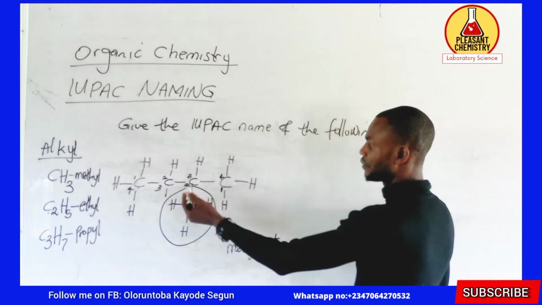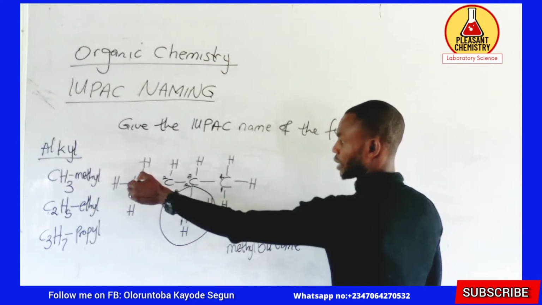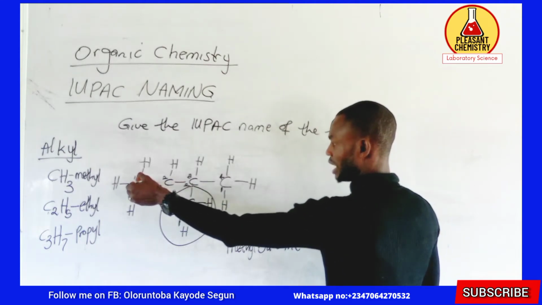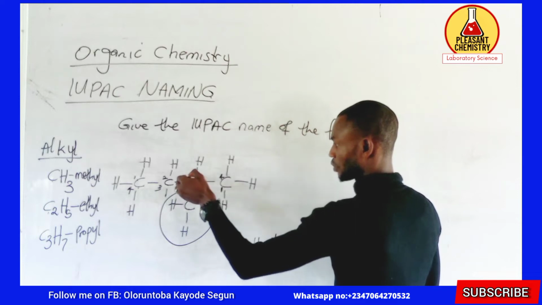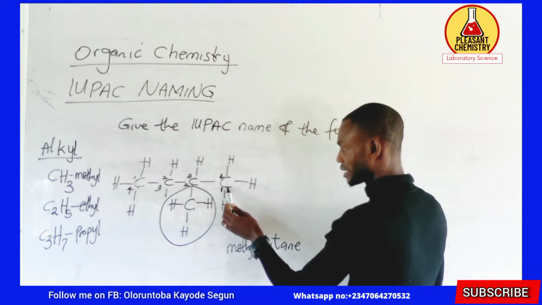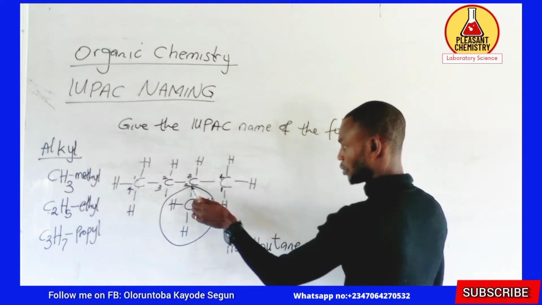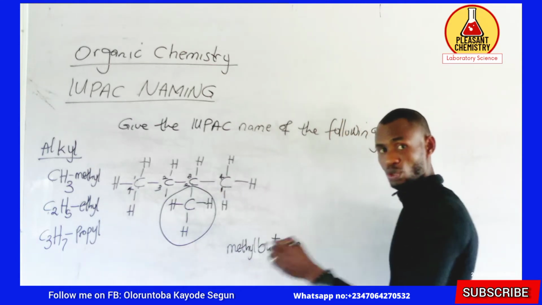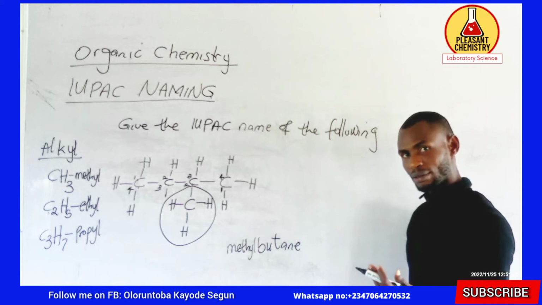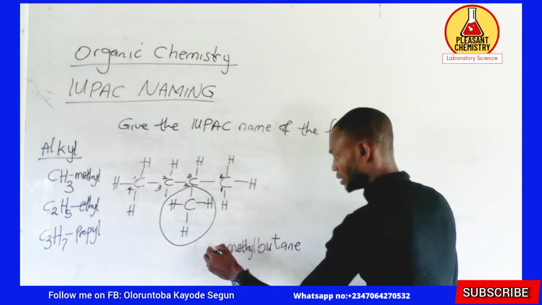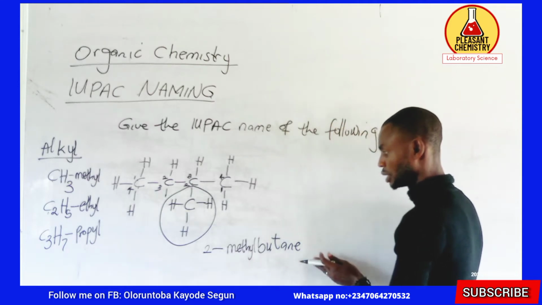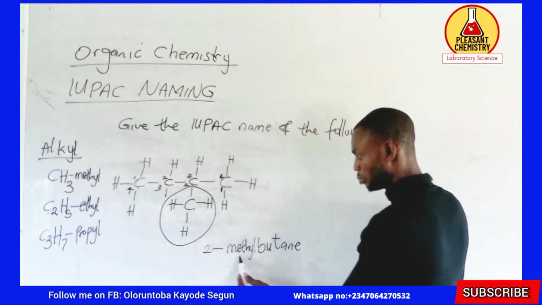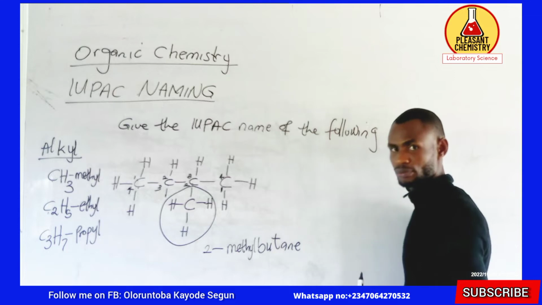Now, if you count from the left, this attachment falls on carbon number 3. If you start counting from the right, it falls on carbon number 2. According to the rule, we are going to pick 2, because 2 is lower than 3. So in this case, we'll be having 2-methyl-butane. So the real name of this one is 2-methyl-butane.